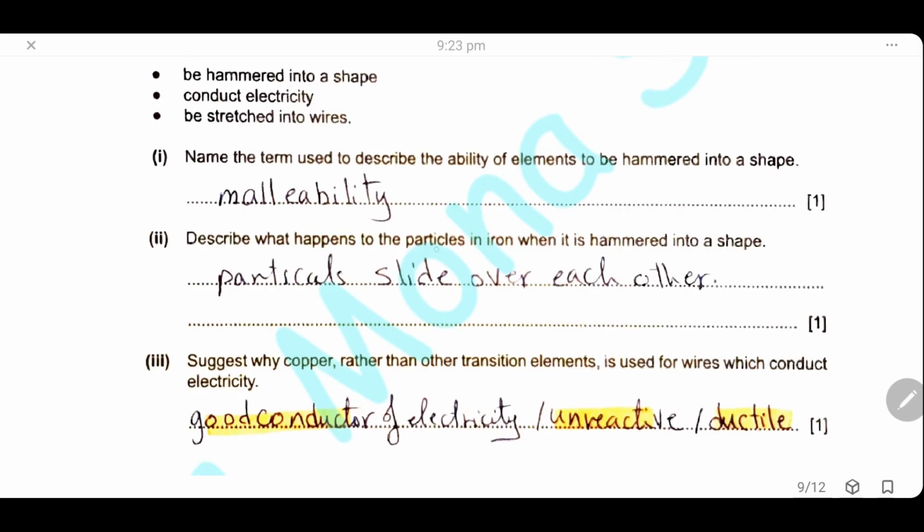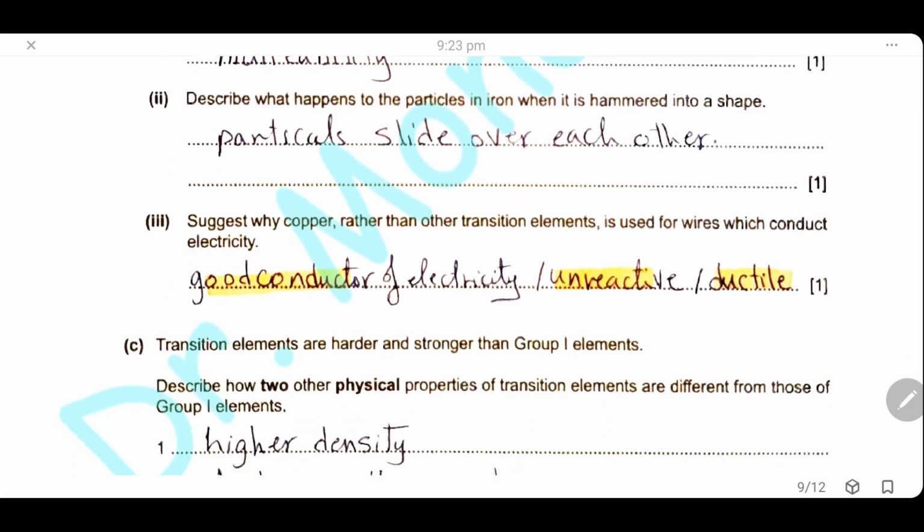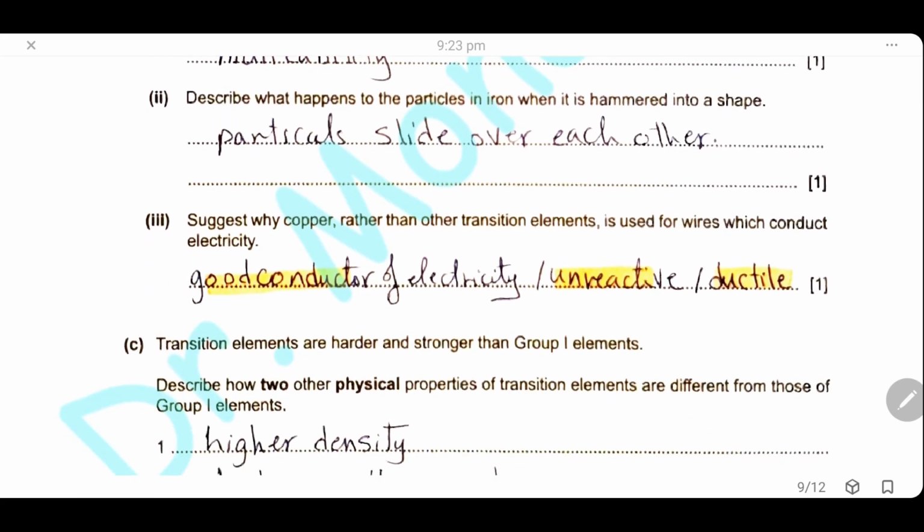Describe what happens to the particles in iron when it is hammered into a shape. When it is hammered, the layers of the positive ions slide over each other. Suggest why copper rather than other transition elements is used for wires which conduct electricity. Copper is used in electric wires because copper is a good conductor of electricity, it is unreactive, it resists oxidation, and it is also ductile.